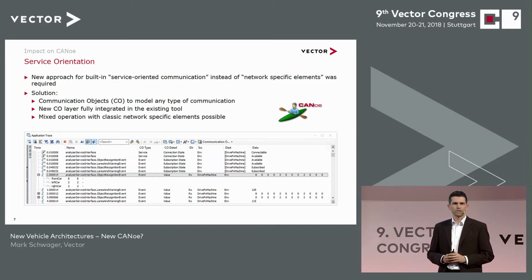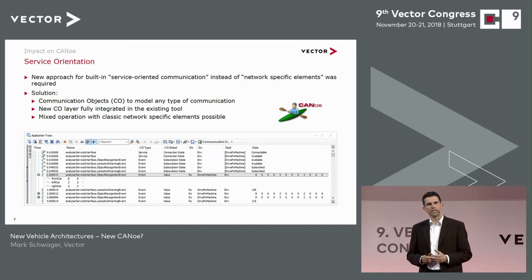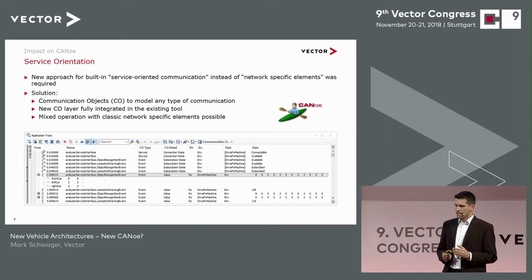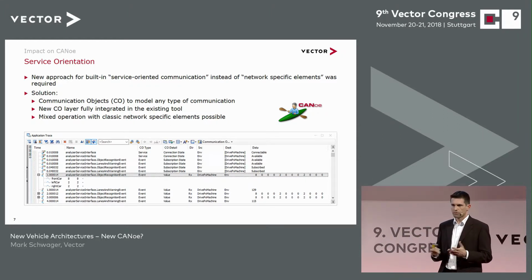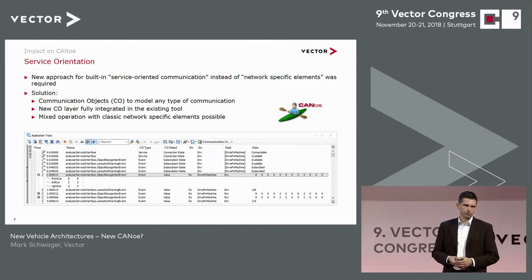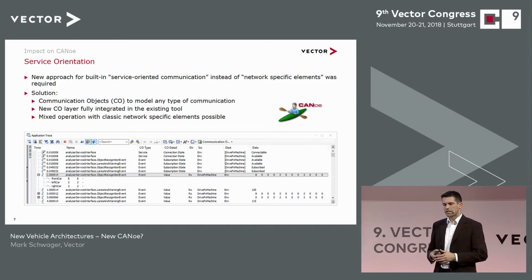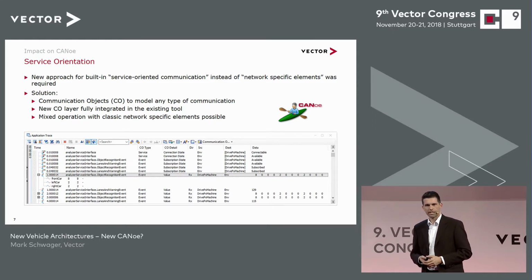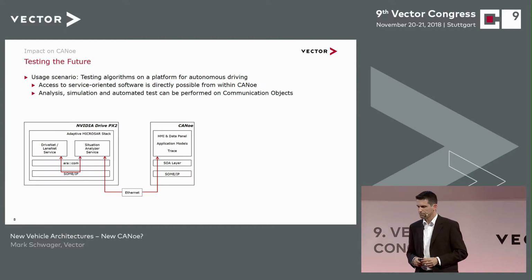We put a new layer into CANoe in order to be able to model any type of communication, especially also service-oriented. This new layer is fully integrated into the existing functionalities, the graphics window or the trace window. And it's interesting to note that mixed operation with previous buses is possible. So I can both analyze the CAN bus of a classic AUTOSAR, plus also the new service-oriented portion. From a gateway, I can also look at it and test it. And the new vehicle architectures with a gateway, where part of it runs under classic, the other one under adaptive, I can wonderfully combine it.